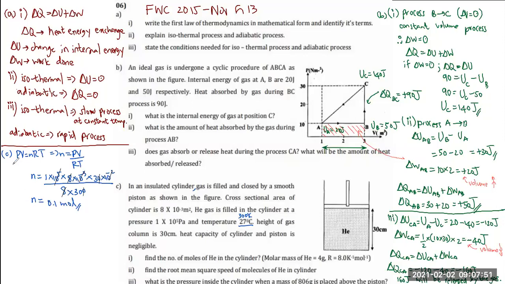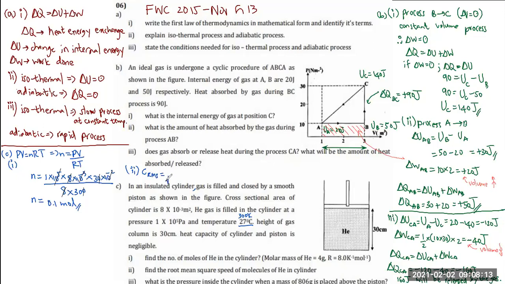All right, that's done. That's the first part, Roman 1. And then Roman 2 part. What is it? Find the root mean square speed of the molecules of helium in cylinder. I'll do it here. Roman 2, root mean square speed. So read the question carefully. It says root mean square speed.